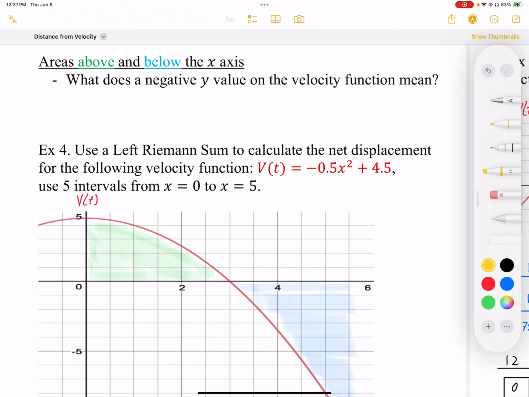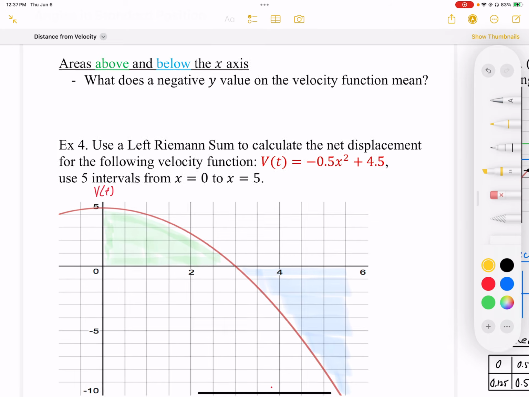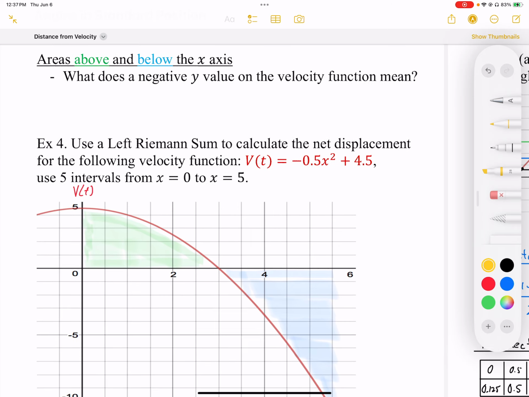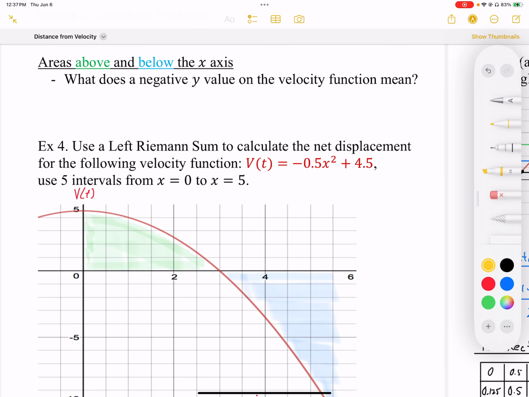So we're going to look at areas above and below the x-axis because we need to treat them differently. When we take a look at the velocity function, part of it is above the x-axis, part of it's below. When the velocity is below the x-axis, or negative y values, what does that mean for the velocity? Well, it means it's going backwards.